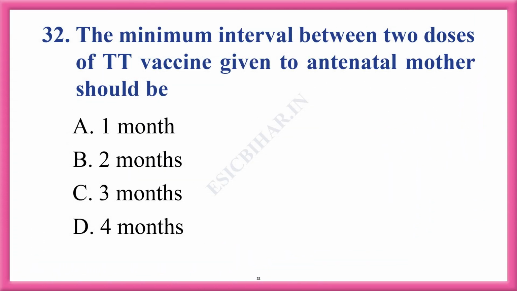Question 32. The minimum interval between two doses of TT vaccine given to an antenatal mother should be: A. 1 month, B. 2 months, C. 3 months, D. 4 months. And our answer is A. 1 month.